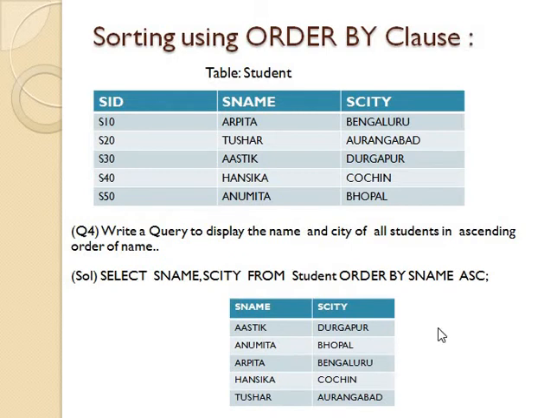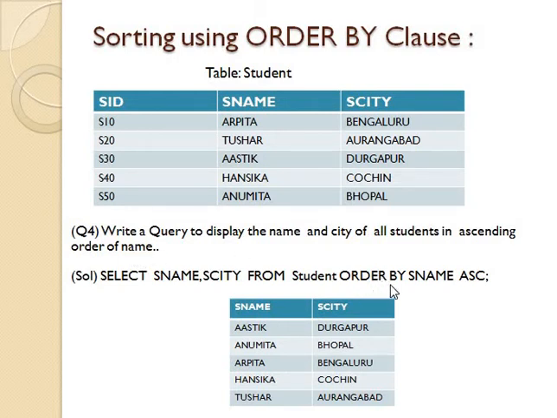Now consider the example shown in this slide. The question says you are asked to write a query to display the name and city of all the students in ascending order of name. That's why in the query along with name you are also specifying the city. So as sname represents the name and scity represents the city of all the students, we shall write the query as select sname, scity from the table student and then use the order by clause to arrange the list of students in the ascending order of name as asked for in the question.